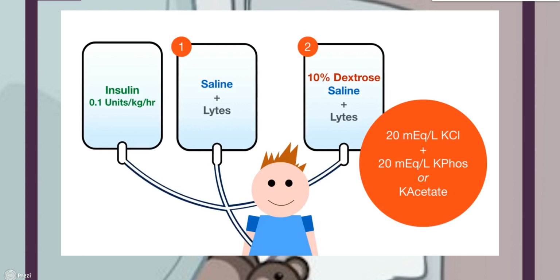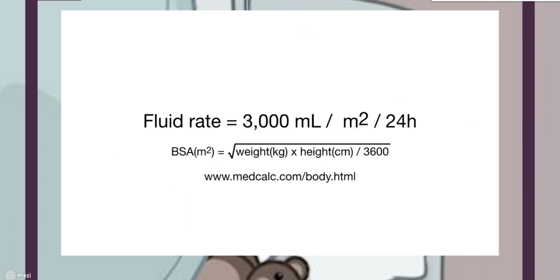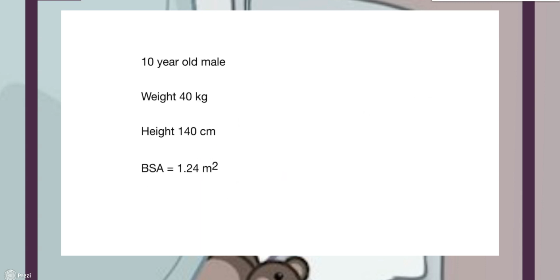Now, in terms of figuring out the fluid rate, you're going to need the body surface area. So you can either do a square root by hand or use a handy online calculator. I'll leave it up to you to decide which one you're going to use. So for a 10-year-old male who's 40 kilograms and 140 centimeters tall, his body surface area is approximately 1.24 meters squared. The fluid rate is about 100 milliliters per hour. It's actually closer to 101, but let's face it, this is for demonstration purposes and I like easy math.